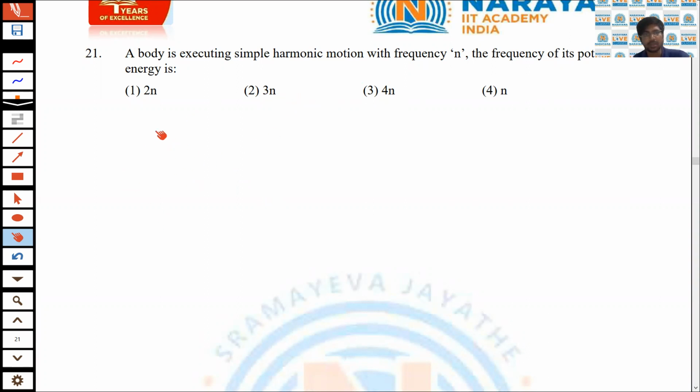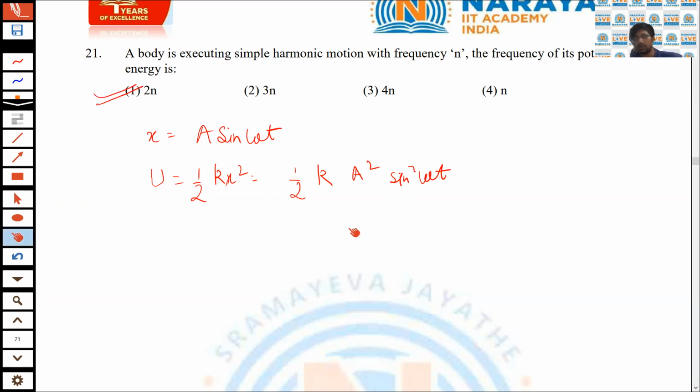So we obviously know that in case of an SHM, the value of x is a sine omega t. So the value of potential energy is half kx square, which basically means half k a square sine square omega t, which makes it a function of cos 2 omega t, which means the frequency is 2n, double the frequency of the SHM. Okay, double the frequency of the SHM.